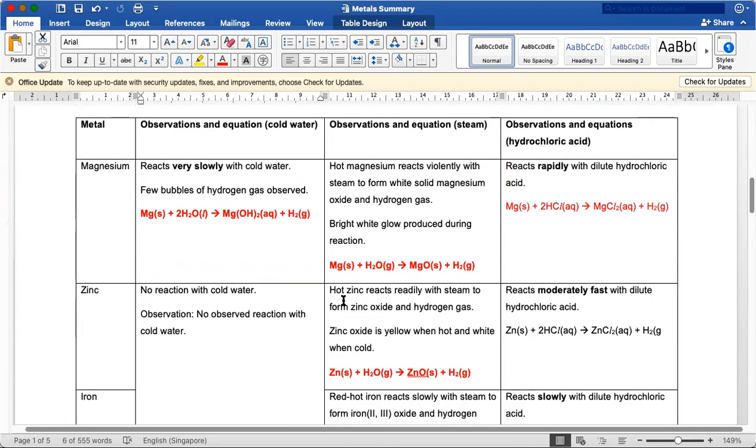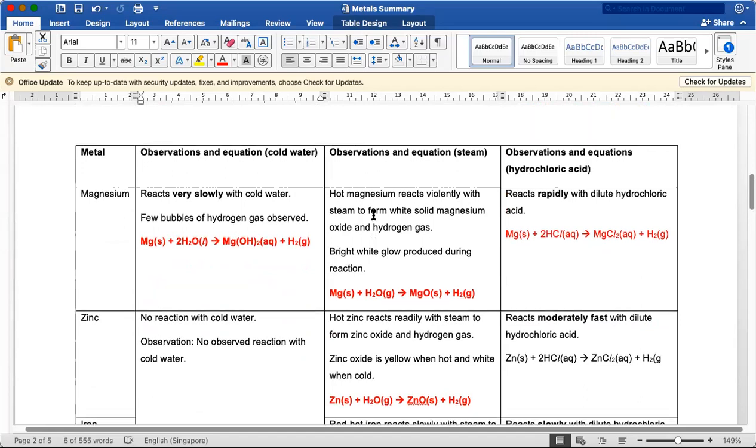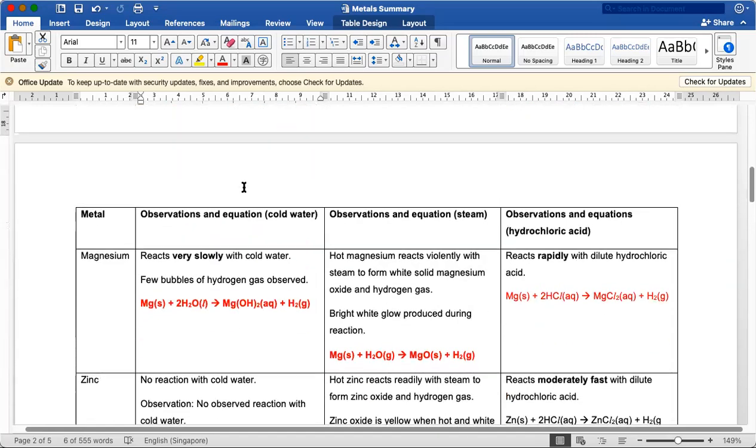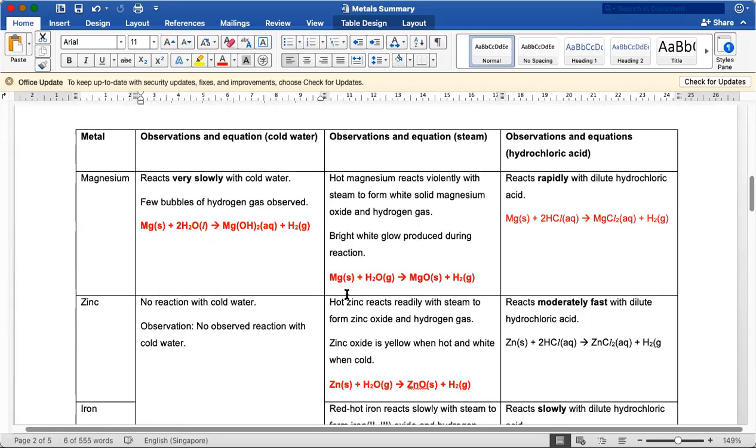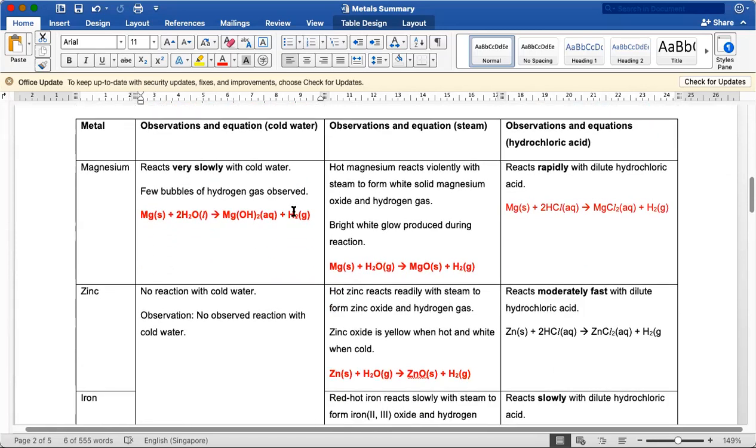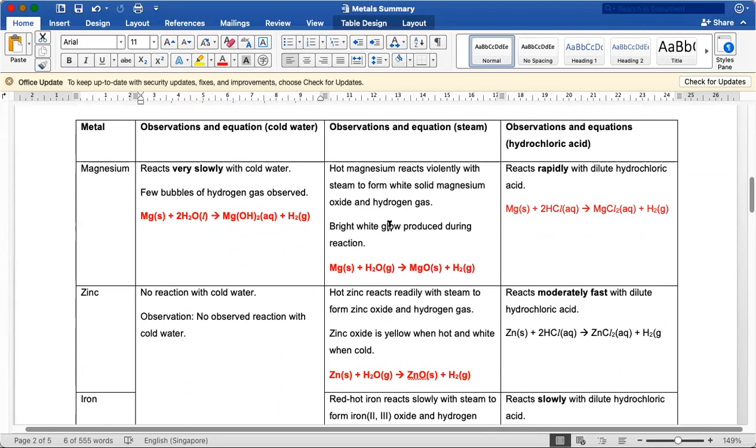And then we move on to magnesium, reacts violently. So explosively is the highest degree, followed by very violently, readily or rapidly, slowly, very slowly, and in between you can put moderately fast. But that will only apply for the reaction of metals with acid.